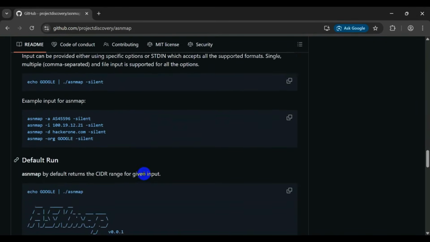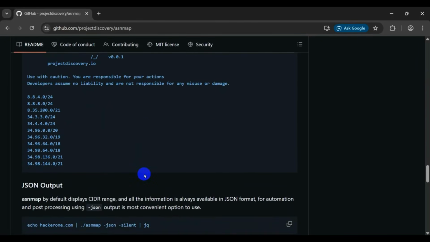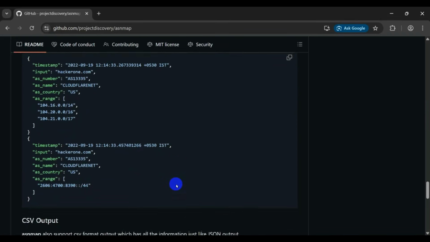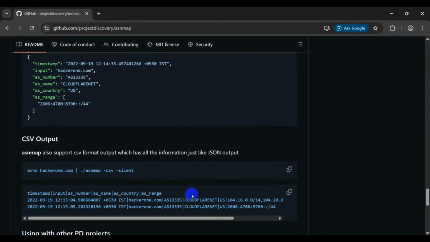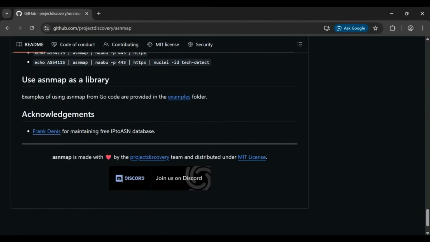Search aggregation helps identify assets, while ASN intelligence expands visibility into related infrastructure. Instead of randomly discovering systems, researchers can follow organized investigative paths that connect organizations, networks, services, and infrastructure relationships.